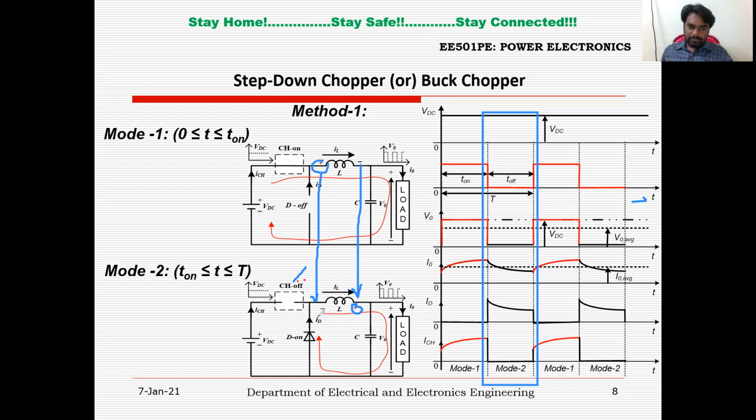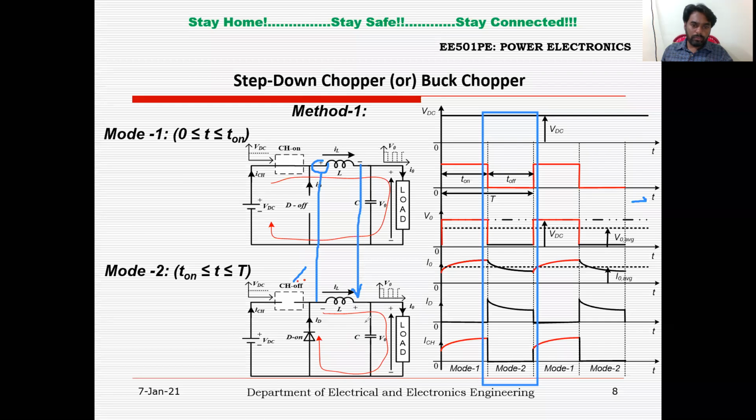So if you see, at the moment the chopper goes to off condition, the diode will become forward biased, because this negative polarity of the inductor is connected to the cathode and this positive is connected to the anode of the diode. So the diode will conduct and it will carry the current. Right? So now the diode is carrying the discharging current of the inductor and you can see the current is leaving from the positive terminal.